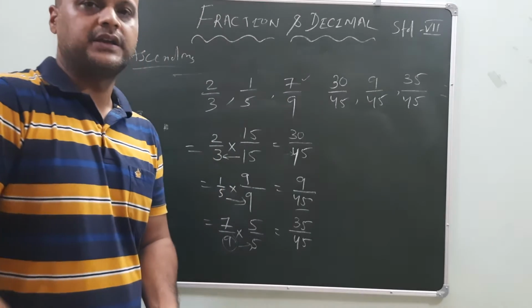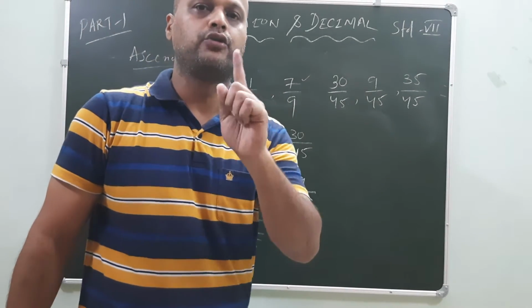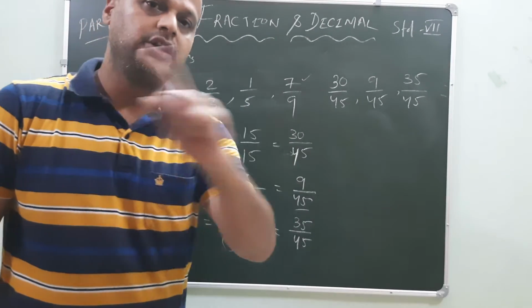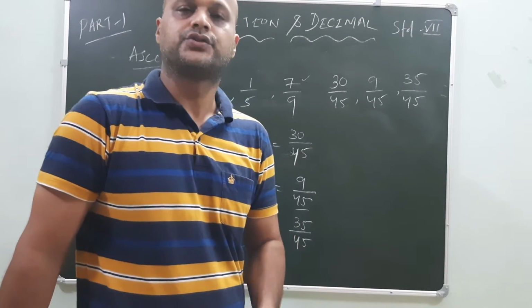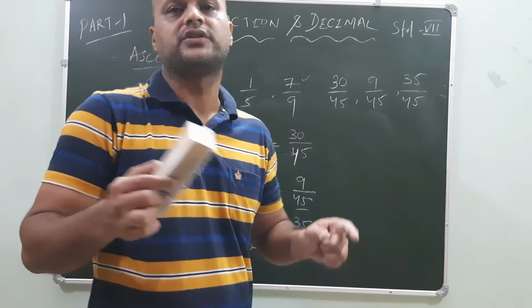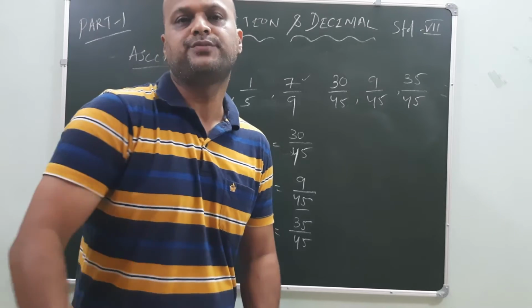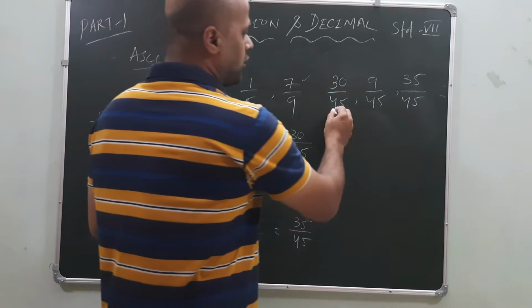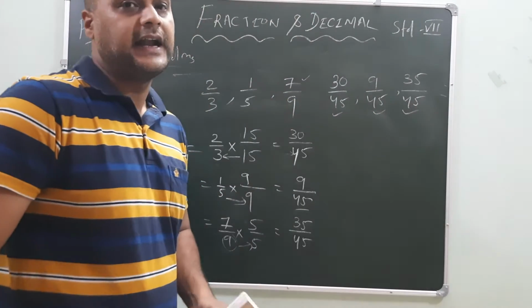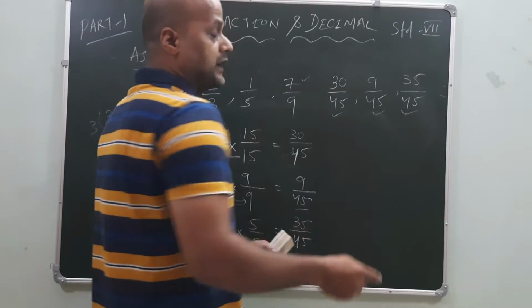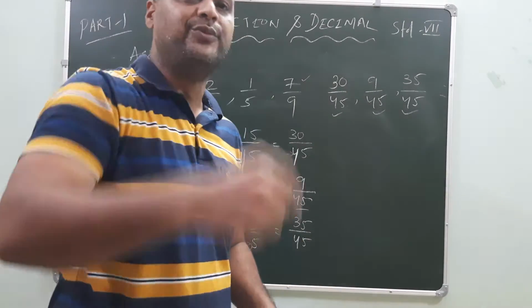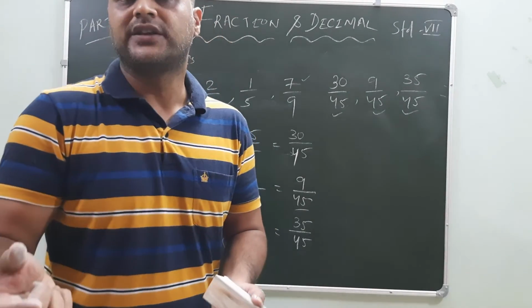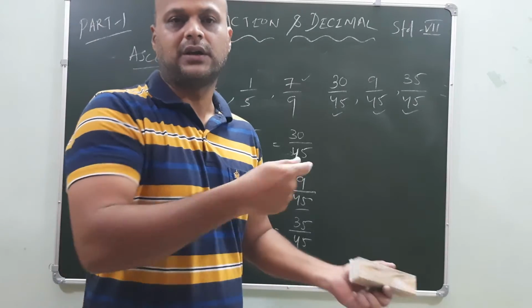Now remember, in the case of ascending or descending, only one rule is there. What is that? You have to make all the denominators the same, so that you can easily identify which one is greater and which one is smaller. Ascending and descending means arrangement from smaller to greater and greater to smaller. Now here all the denominators are identical, equal. So at this moment, we have to go to the numerator. In the numerator, which one is coming first? That one is the smaller. Then which one comes second? That one is bigger than the previous one.